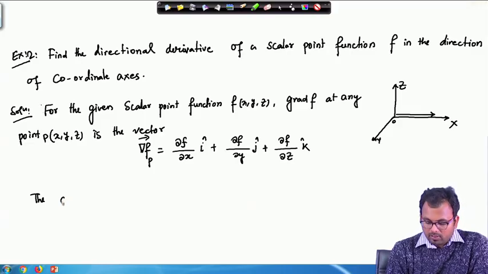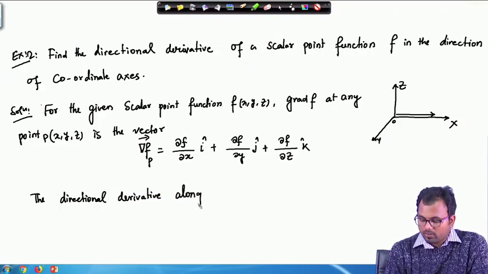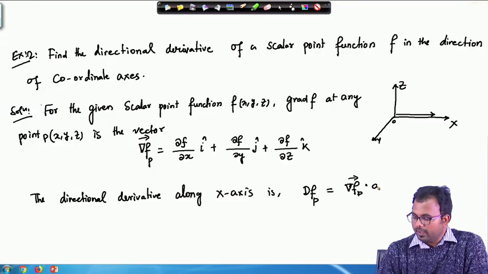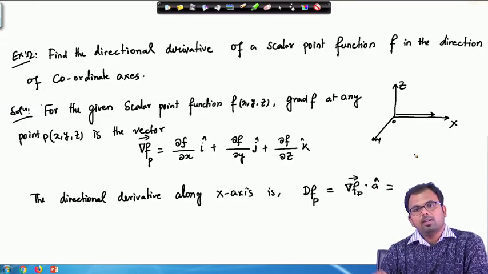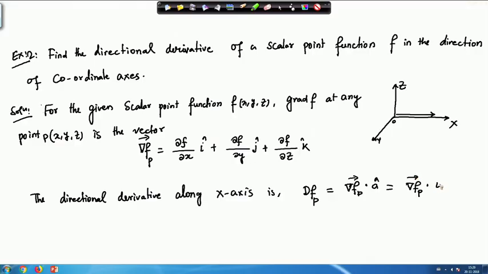And therefore, the directional derivative along x axis is, so I will write df at the point p is equal to gradient of f at the point p dot a cap, and a cap is the unit vector along x axis. So, along x axis the unit vector is given as i cap. All right. So, we will write gradient of f at p dot i cap.